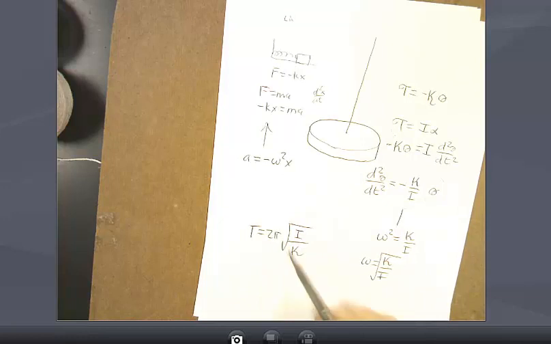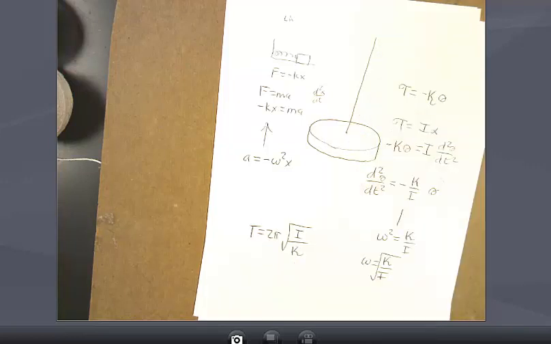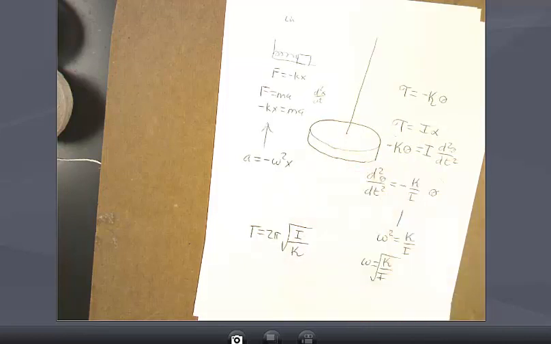So in order to do this, you need to know the rotational or the torsional constant for this particular wire or band or whatever that is. You need to know the rotational inertia of the object you have on the end of it, and you can calculate the period, the frequency, and all that good jazz.